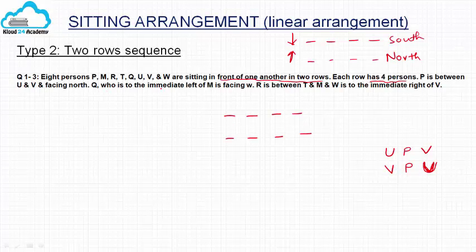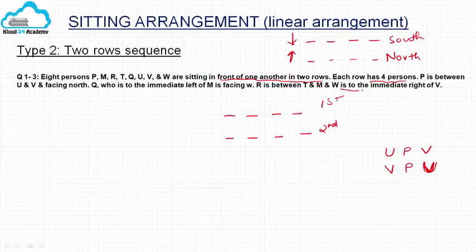Q, who is to the immediate left of M, is facing W. So we don't know if they are sitting in the first row or second row. That is, we don't know whether they are facing south or north. R is between T and M. Again, we don't know whether they are facing south or north.